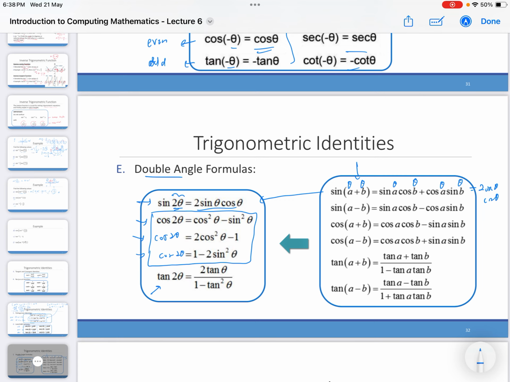The same for this one. Cos 2 theta is actually cos of theta plus theta. So we put theta here. That's why we get cos squared theta minus sin squared theta, which is the first one. And to get the second and third, you use the Pythagorean identity: cos squared theta plus sin squared theta equals 1. So you just substitute.